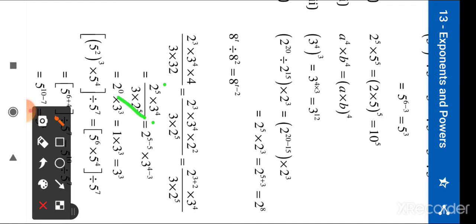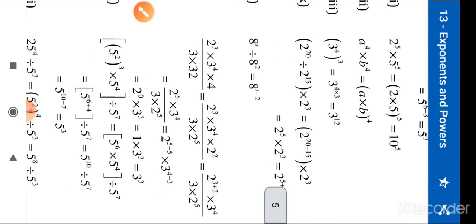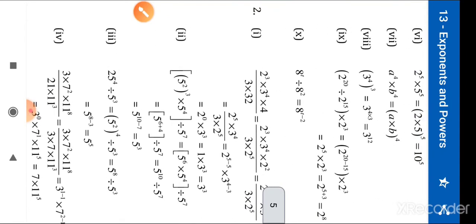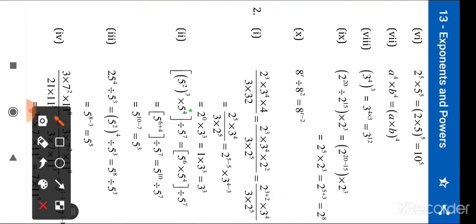Here 2 raised to the power 5 and 2 raised to the power 5 get cancelled out and our answer is 3 raised to the power 4 minus 3, and it is 3 raised to the power 3. Our second question is 5 raised to the power 2 whole power 3 multiplied by 5 raised to the power 4 divided by 5 raised to the power 7.